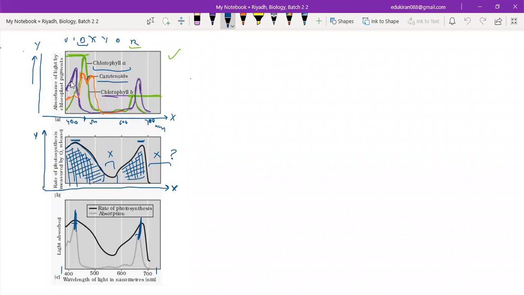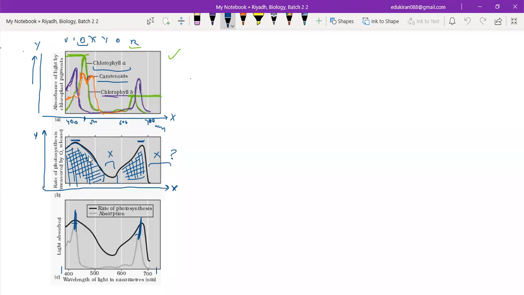Yes, sure. The first graph tells you about the absorbance by these three pigments. The y-axis shows the absorbance and the x-axis shows the wavelength of light from 400 to 700, which is the visible spectrum, VIBGYOR. We see that for all three photosynthetic pigments, chlorophyll A, carotenoids, and chlorophyll B, there is a peak in the blue region, right? And for chlorophyll A and chlorophyll B, there is a peak in the red region. In between, there is no peak. Is it clear? Yes, sir.